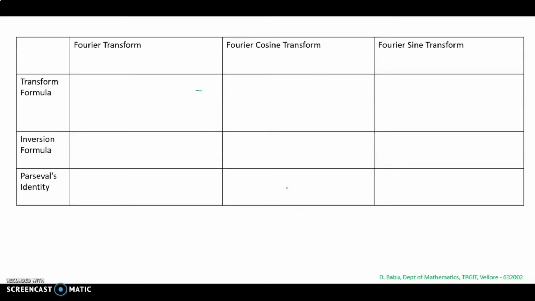In this unit, there are three transforms. One is Fourier transform, next Fourier cosine transform, next Fourier sine transform. There are three formulas. One is the direct formula, that is called the transform formula. Next, the inversion formula. The last one is Parseval's identity. So first of all, what is the Fourier transform formula?